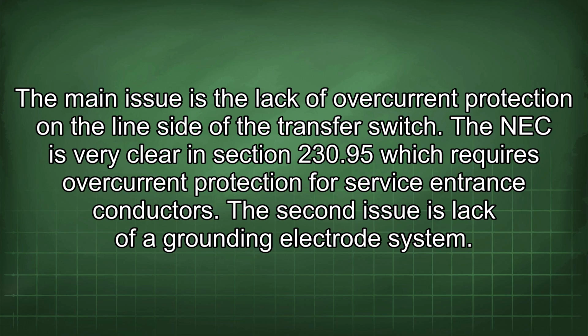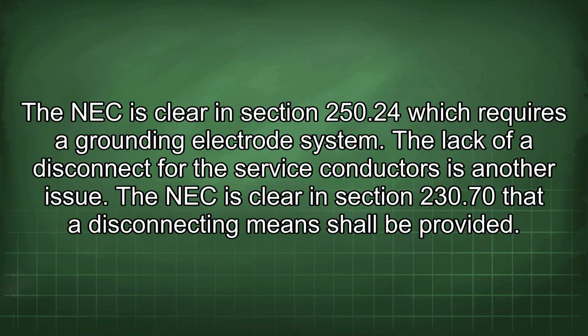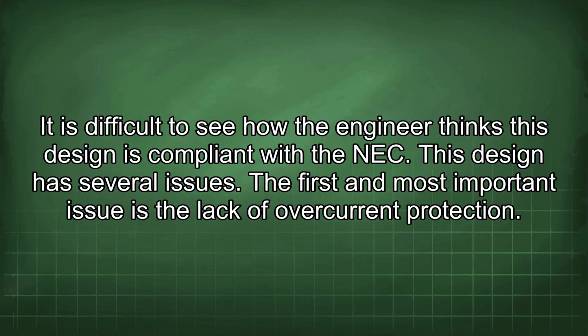The main issue is the lack of overcurrent protection on the line side of the transfer switch. The NEC is very clear in section 230.95, which requires overcurrent protection for service entrance conductors. The second issue is lack of a grounding electrode system. The NEC is clear in section 250.24, which requires a grounding electrode system. The lack of a disconnect for the service conductors is another issue. The NEC is clear in section 230.70 that a disconnecting means shall be provided. It is difficult to see how the engineer thinks this design is compliant with the NEC.